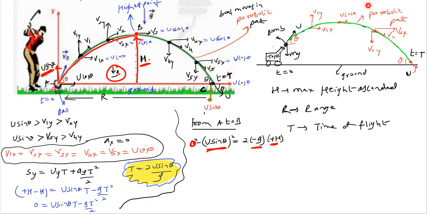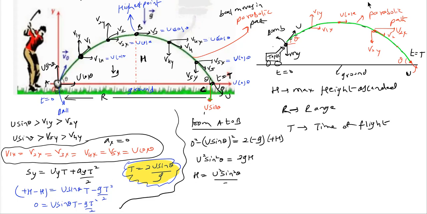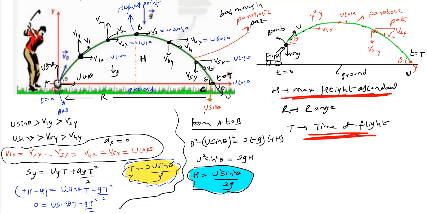Fine. Okay, now we'll simplify it. This will be u squared sin squared theta by 2g. So the maximum height ascended will be u squared sin squared theta by 2g. Already I defined them here. What is h? It means maximum height ascended. What is t? It means time of flight.